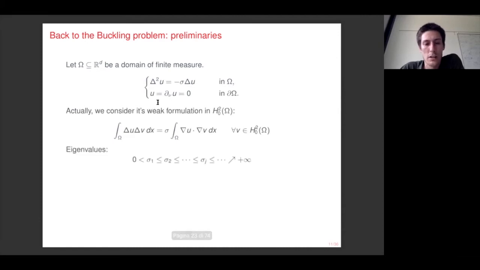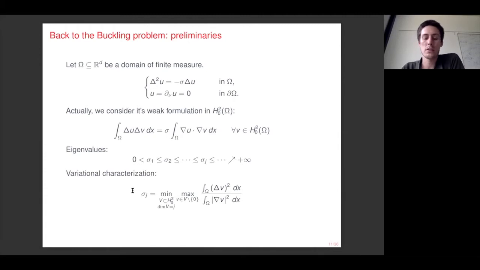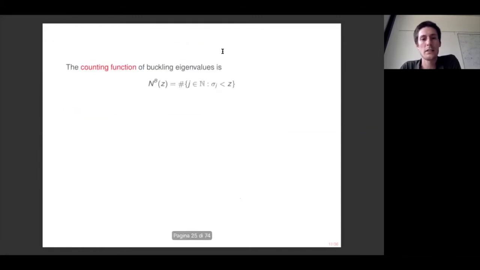And so, as we have said, this problem admits a discrete spectrum, made of positive eigenvalues of finite multiplicity, which diverge to plus infinity. We represent them in this series, counted together with their multiplicities, and they can also be variationally characterized through the min-max principle in this way. And so we are interested in their asymptotic behavior as j tends to plus infinity. We will formulate things in terms of the counting function and also of its mean.